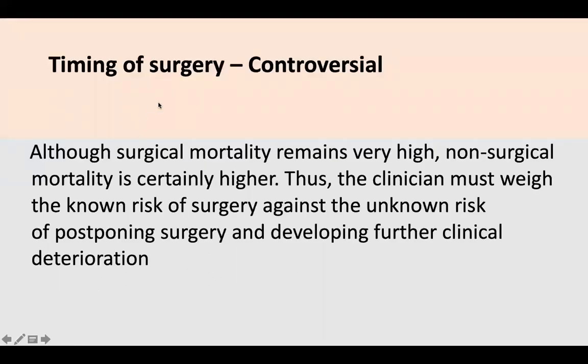So when should we operate on this patient? There is still no consensus. Every center and every surgeon, it is an individual decision. Although the surgical mortality remains very high, non-surgical mortality is even higher. Most, about 90%, die. So the only hope is surgery. The clinician must weigh the known risk of surgery against the unknown risk of postponing the surgery and developing further clinical deterioration. So what does the guideline say?